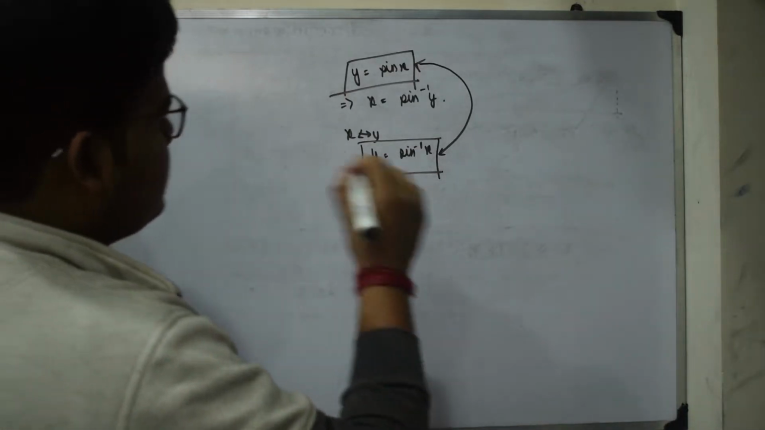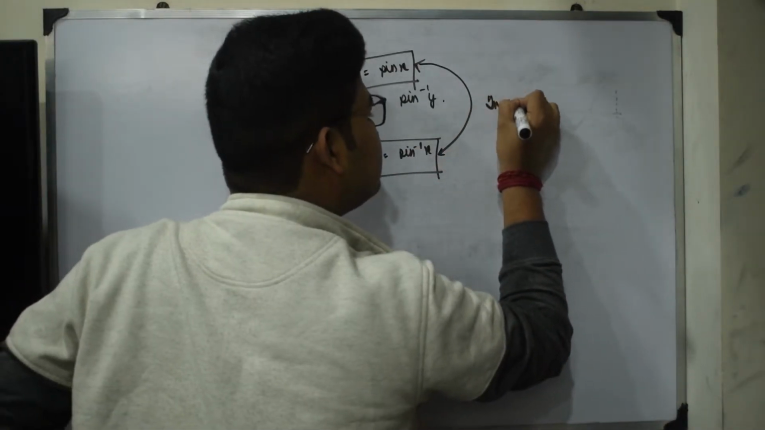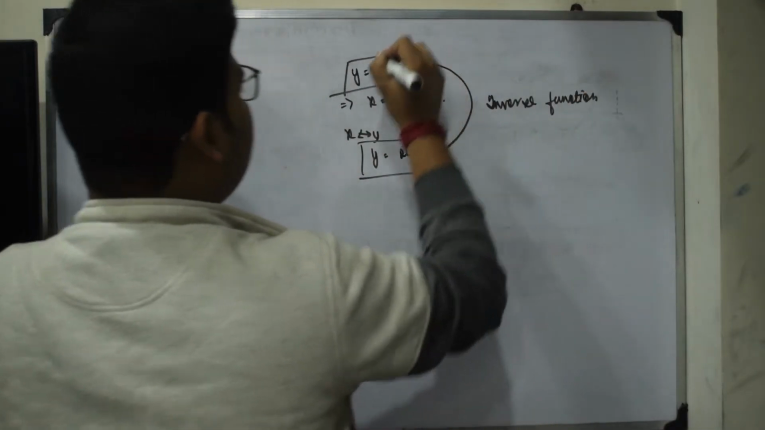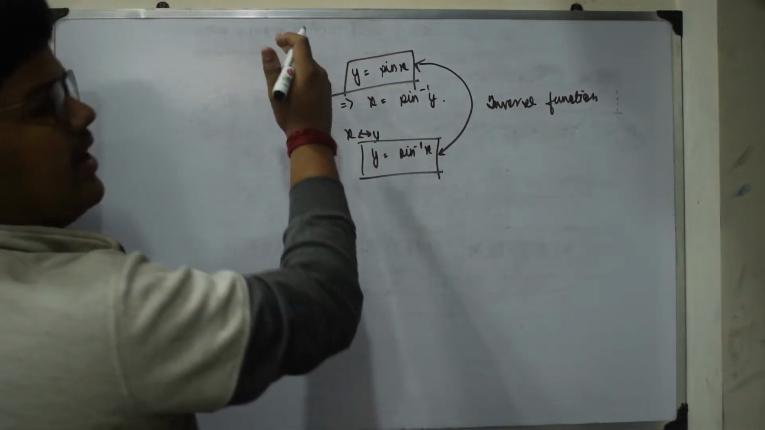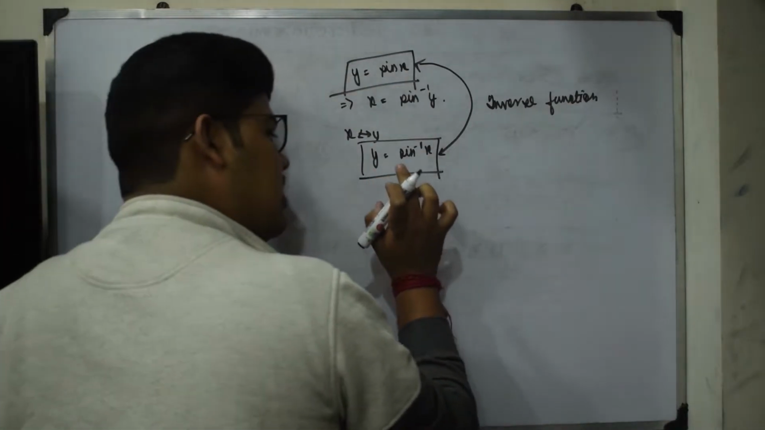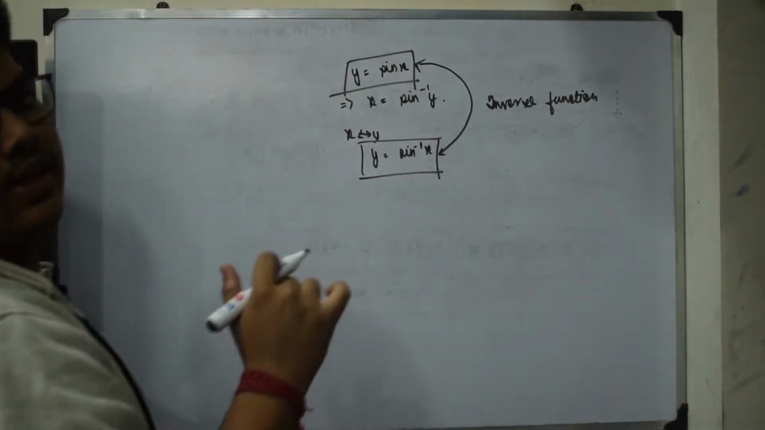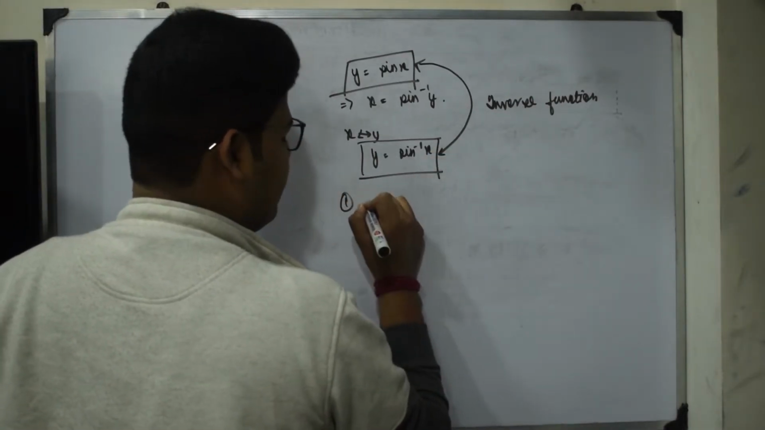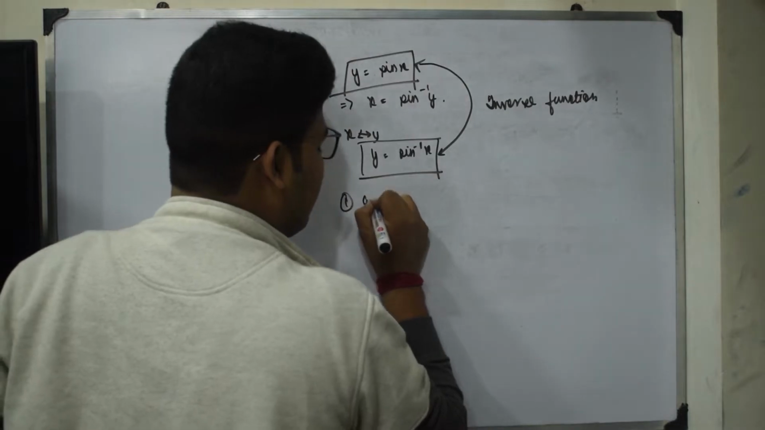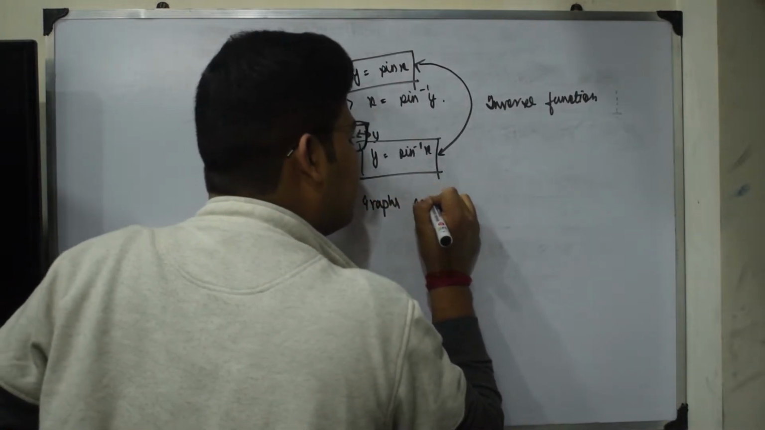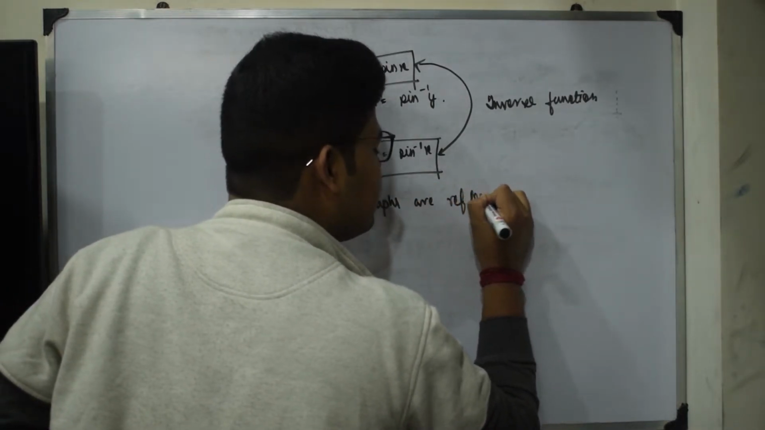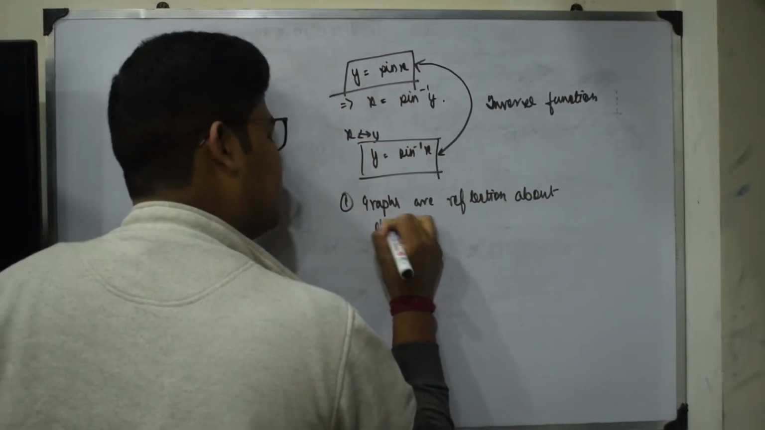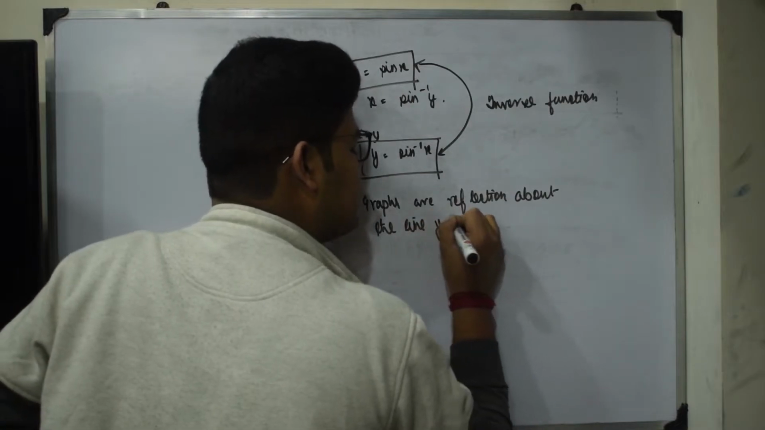These are called inverse functions, where if this has a domain of d and range of r, this will have a domain of r and range of d. This is a concept, and the graphs of these two functions are a reflection about the line y equals x.